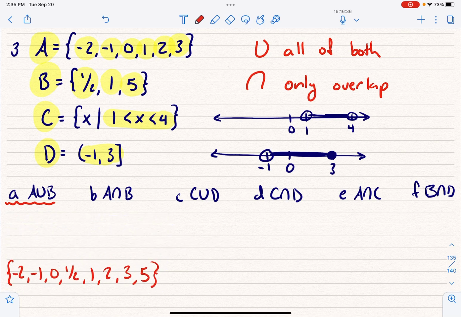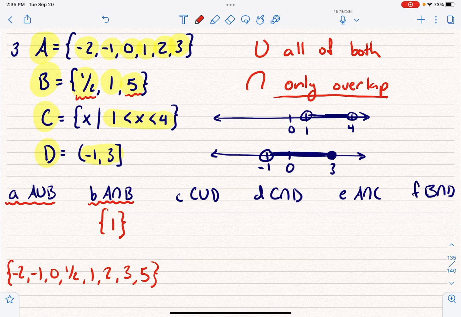All right, now the second part, the intersection of A and B. Now this is really easy because the intersection is only the overlap, only where they overlap. And when I look at those, A does not have 1/2 and it doesn't have 5. It only has 1. So the intersection is just 1, and that's it.